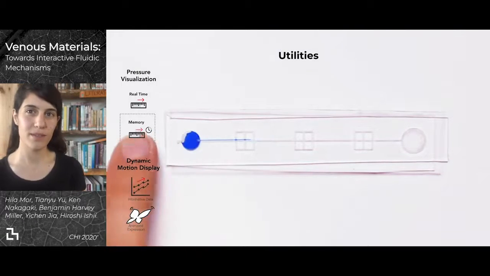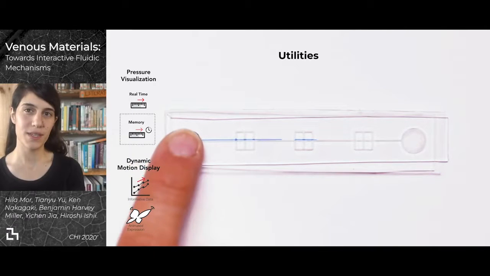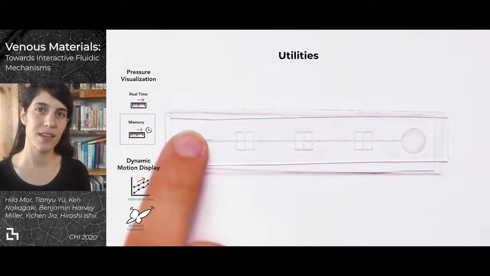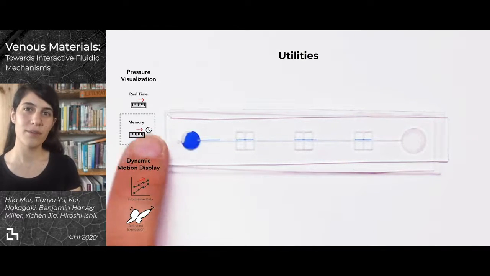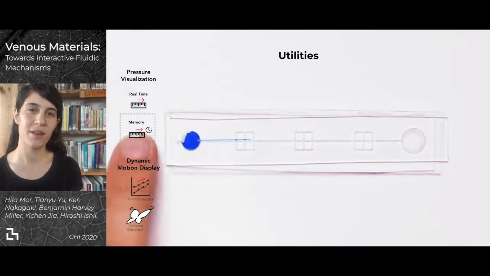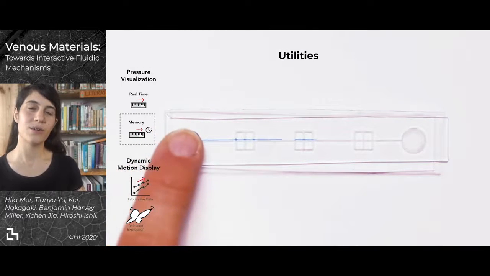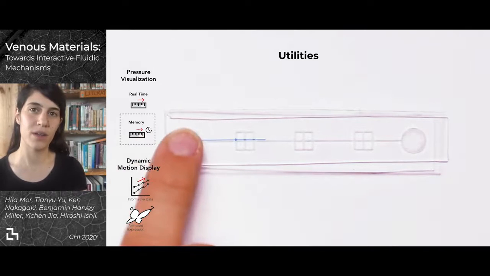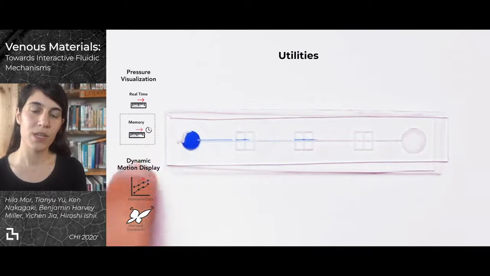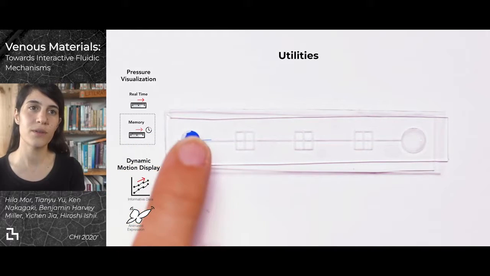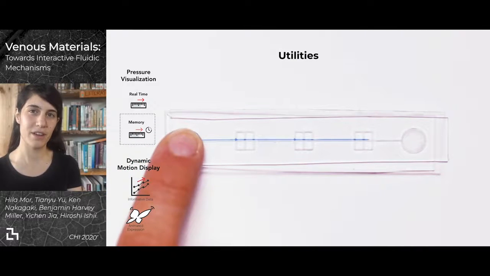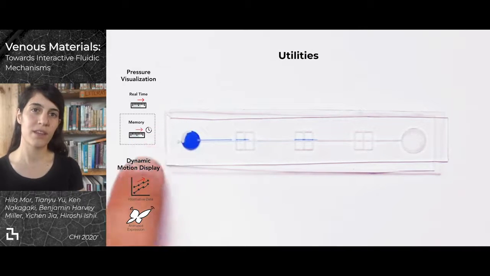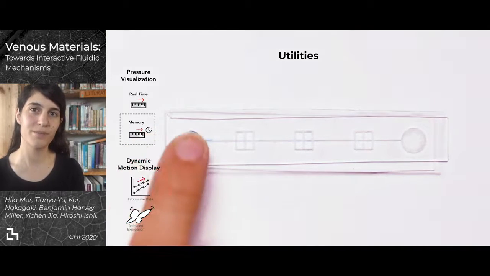With all the primitives that I just showed, we created utilities, which are the basic functionalities that we use to design the interaction with Venous materials. We have two types of utilities: pressure visualization and dynamic motion display. Today I want to highlight one of the most interesting utilities that we achieved, which is that beyond the real-time response, we can capture the pressure as a memory in the material. Here we capture the droplets in the mesh geometry to represent the increasing applied pressure.